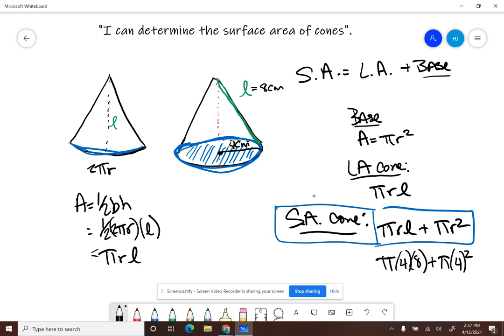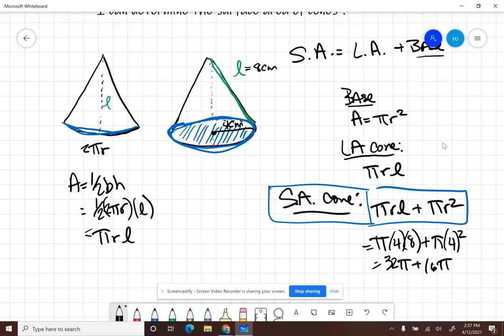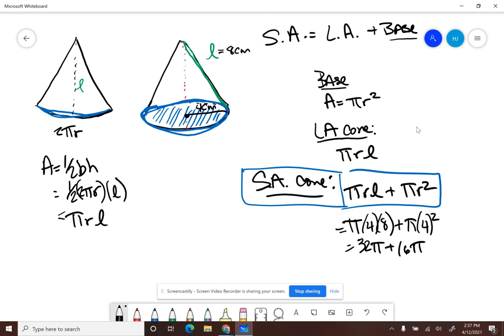All right, and we can just do the math here. 4 times 8 is 32 pi, plus 16 pi. So for this particular problem that we're working on, we're going to end up with 48 pi centimeters squared. 48 pi centimeters squared would be our answer for that.